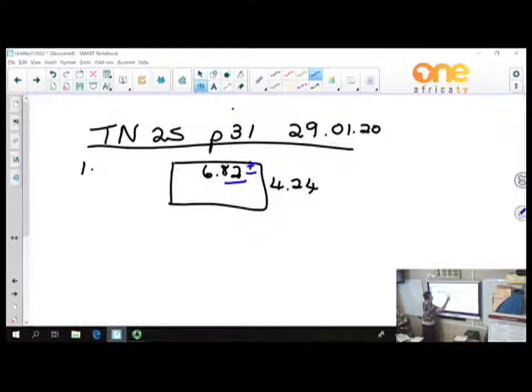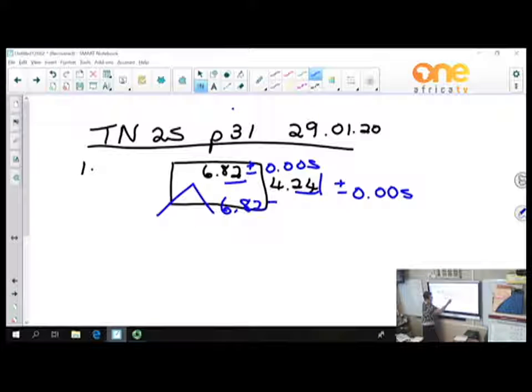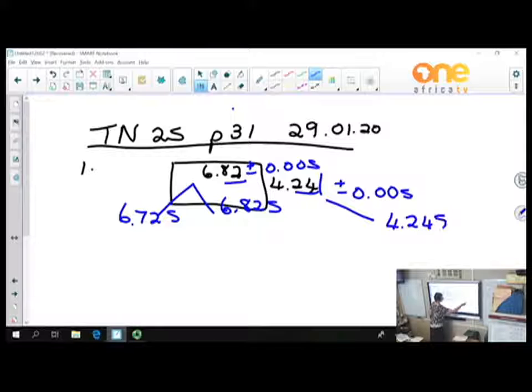So what does that mean? It's plus or minus 0.005. Okay, there are 2 decimal places. Here the same thing, 2 decimal places, so plus or minus 0.005. They might be the same, but they might be different. So now here the upper bound is 6.825 and the lower is 6.725. And here the upper bound is 4.245 and the lower is 4.235.